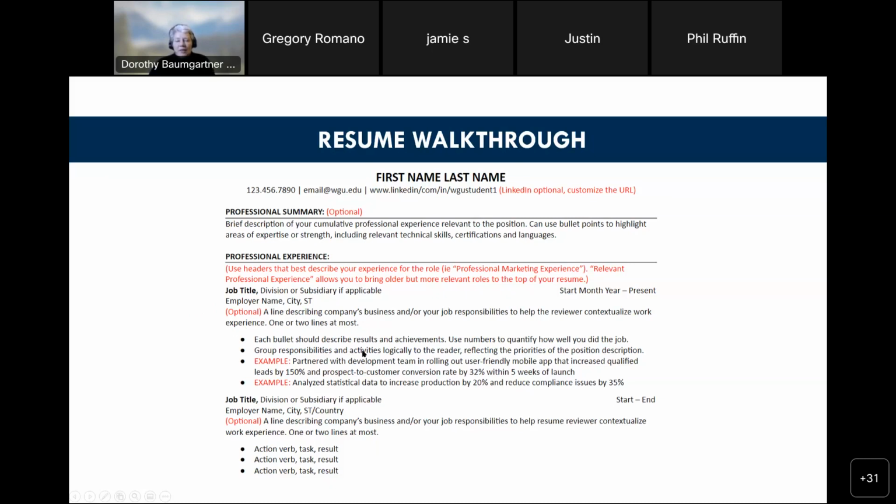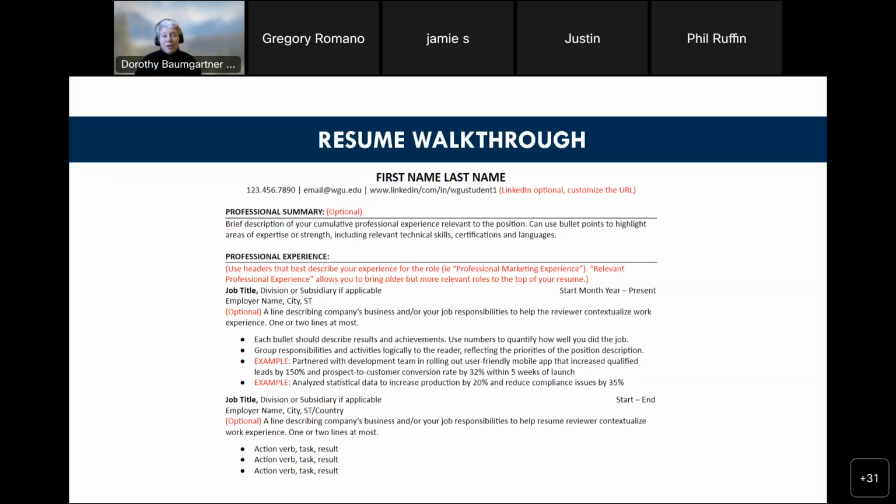Let's talk about bullets. These should be accomplishment statements, not responsibility statements. The difference is that we typically have learned to list a job and then what the responsibilities were. The issue with that is it reads like a job description, and that unfortunately does not distinguish you from anybody else who ever held that role. It just says what the responsibilities were. It doesn't say anything about how you did them.